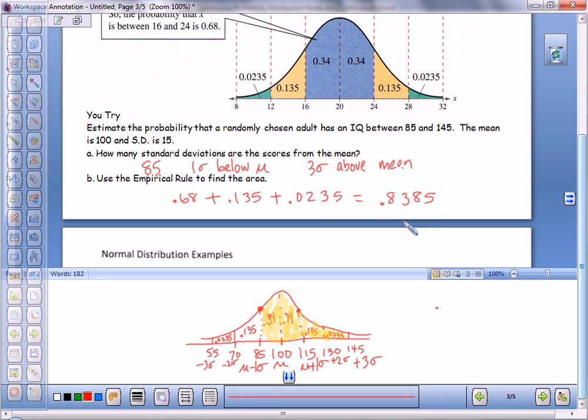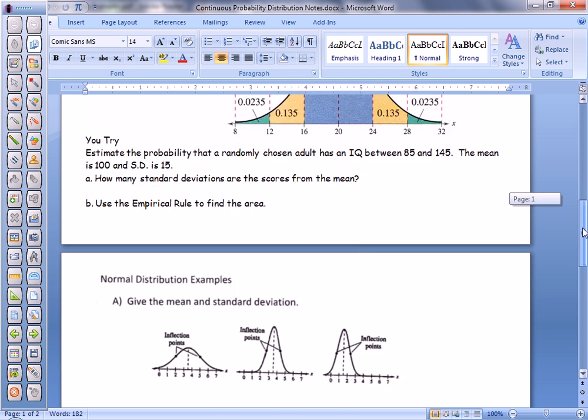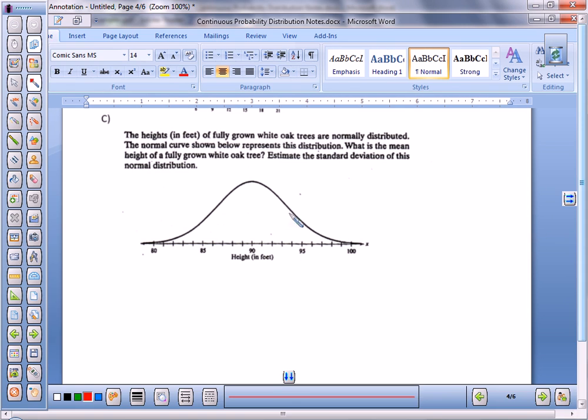Okay, let's take a look at the last example I gave you. Number 3. The heights of a fully grown white oak are normally distributed. So it tells us it's a normal distribution. The normal curve shown below represents this distribution. What is the mean? We should be able to tell right here that the mean is 90. Estimate the standard deviation.